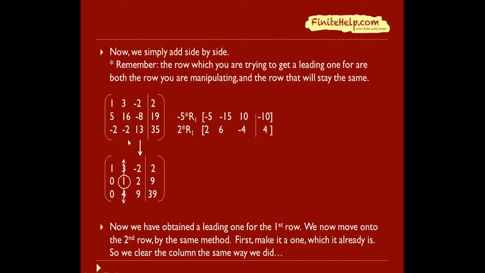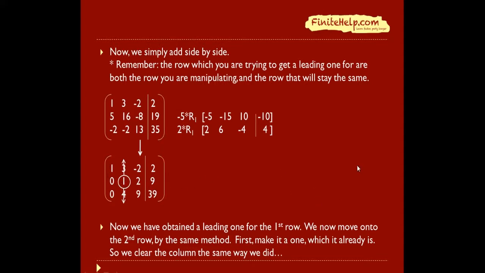By the same logic, row 3 is going to work out the same way, adding side by side the old row 3 and row 1 times positive 2. So we have negative 2 plus 2 is 0, negative 2 plus 6 is 4, 13 plus negative 4 is 9, and 35 plus 4 is 39. Now we have accomplished exactly what we set out to do, which was getting a leading 1 for row 1.